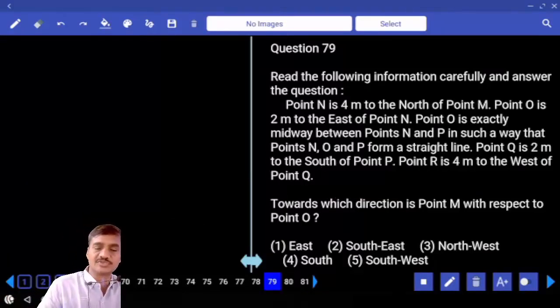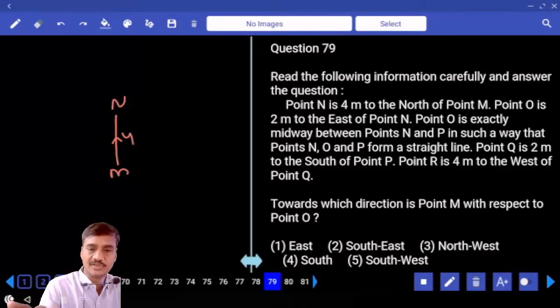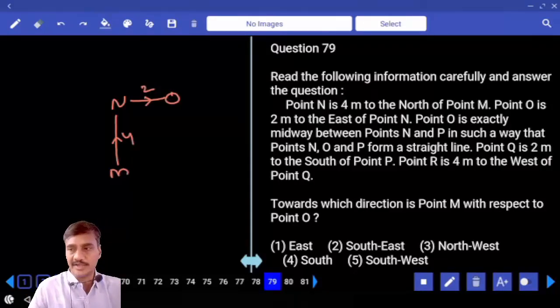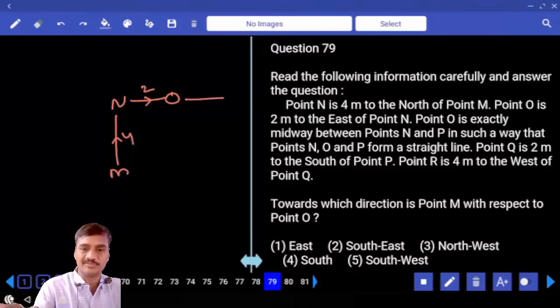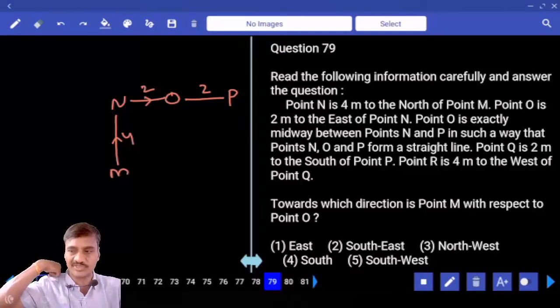N is 4 meters to the north of M. N is here, M is here. O is 2 meters to the east of N, 2 meters. And O is exactly midway between N and P, so P is again 2 meters. O is exactly between N and P such that N, O, P form a straight line.